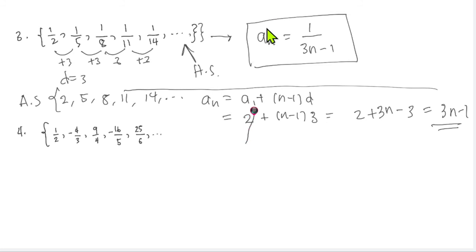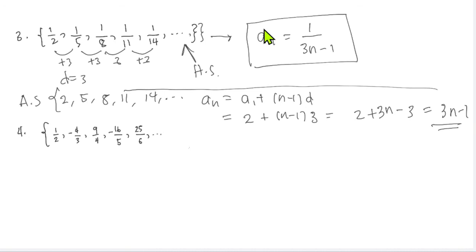Okay, for the next example, we have 1 half, negative 4 thirds, 9 fourths, negative 16 over 5. So, again, we immediately see that the denominator and the numerator have different patterns.